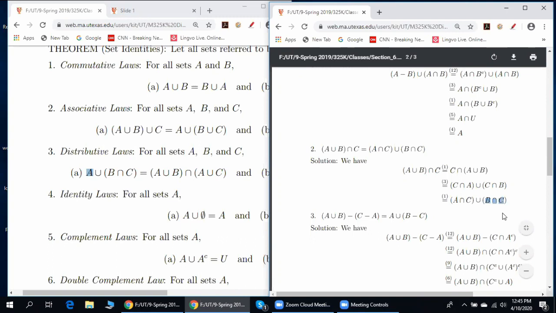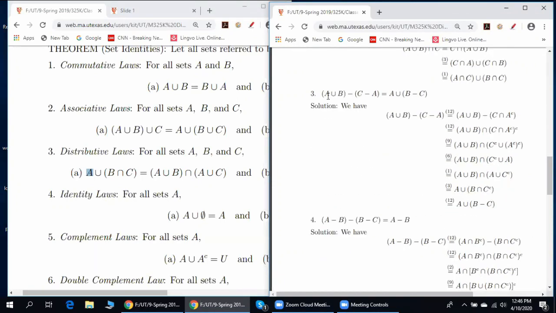So problem number 2 is a wonderful example of commutativity. We use here commutativity actually 3 times. 1 time here and 2 times here. To jump from here to here and to jump from here to here. Number 3, how do we prove this? Well, we start with 12. We replace C minus A by C intersection A complement. Then we use 12 again in order to rewrite this difference as A union B intersection C intersection A complement and the whole thing complement.